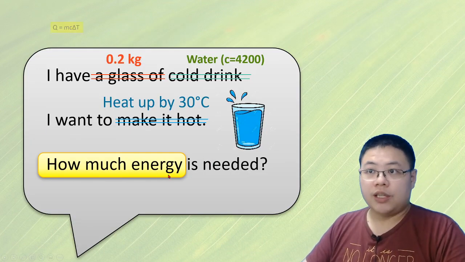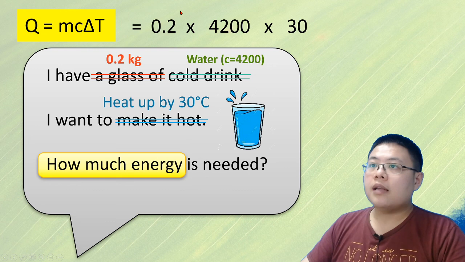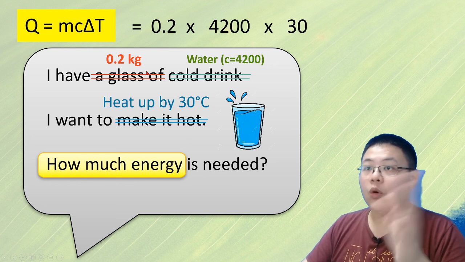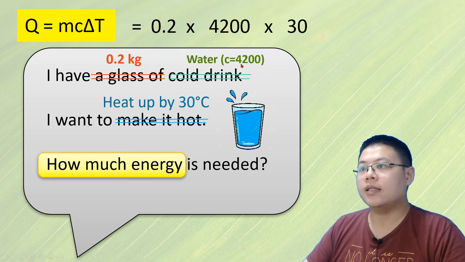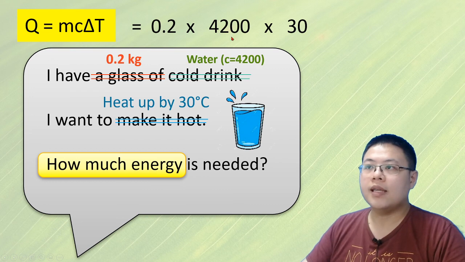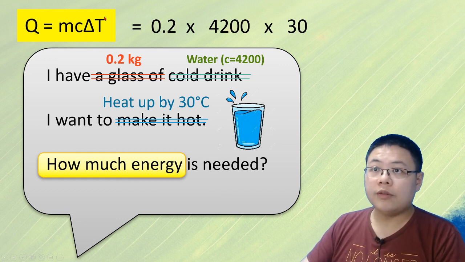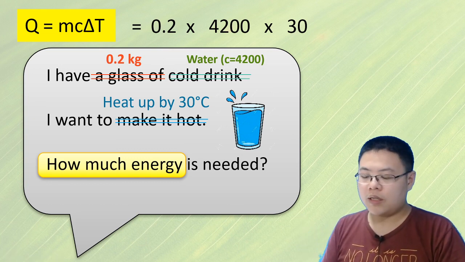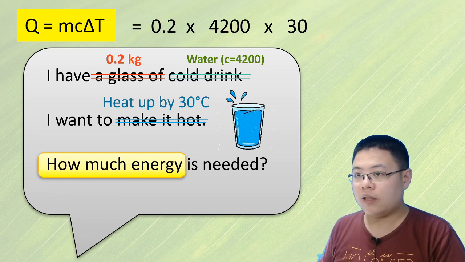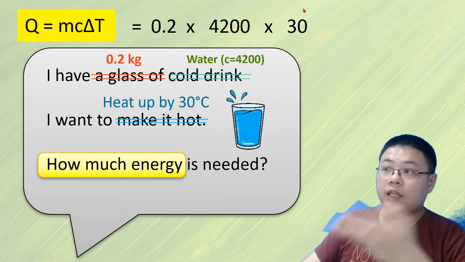Now we calculate how much energy is needed. So Q 等於 mc delta T. Mass is 0.2 kilogram, always convert to kilogram. And for water, we can check the table. The c is 4200, okay? This is for water, 0.2 kilogram of water. And then what is the change in temperature? Delta T means change in temperature. If this is from 10 degrees to 30 degrees, then it will be 20 degrees difference, okay? And here it says 30 degrees Celsius increase.